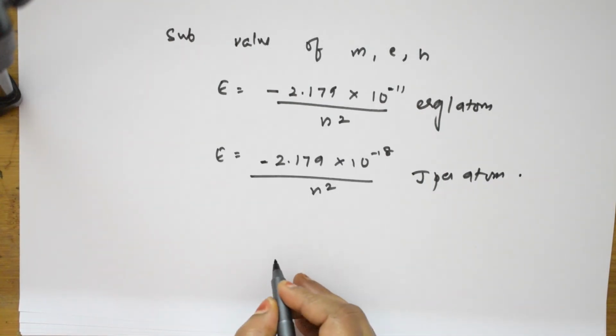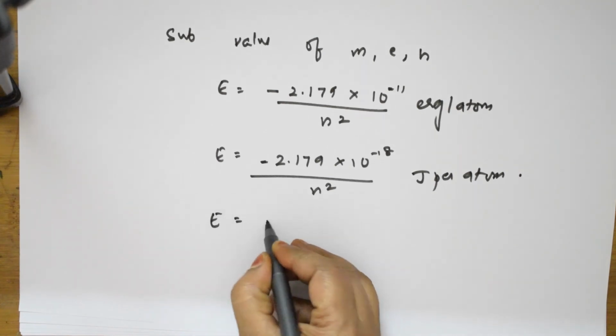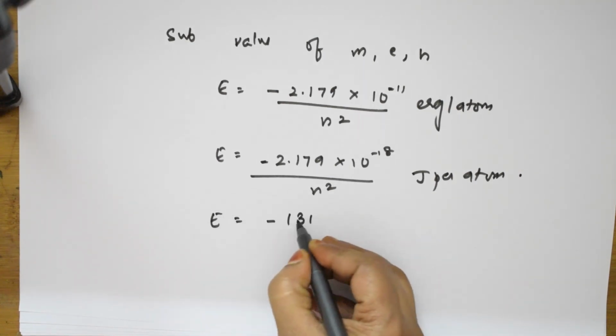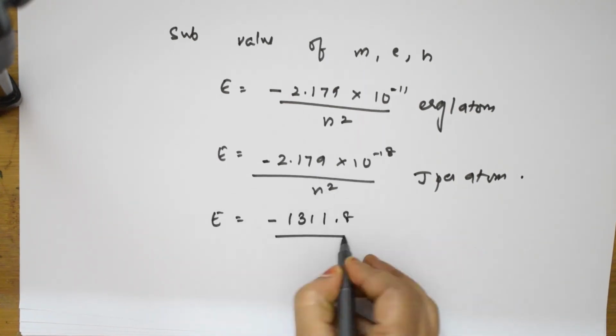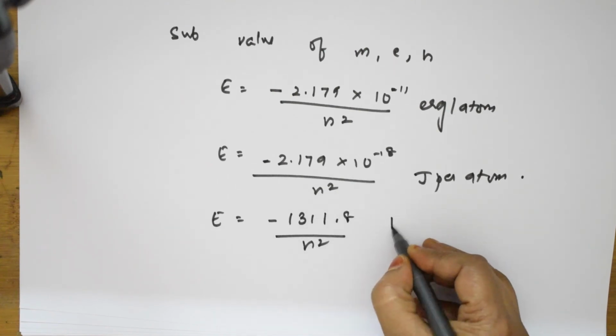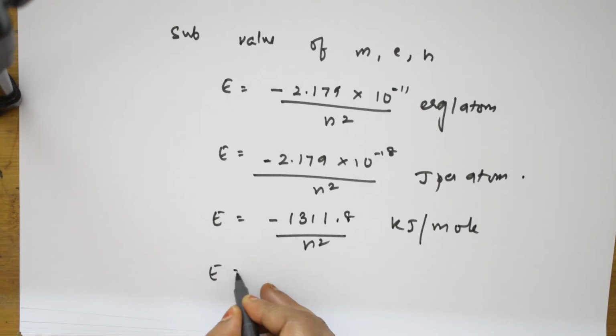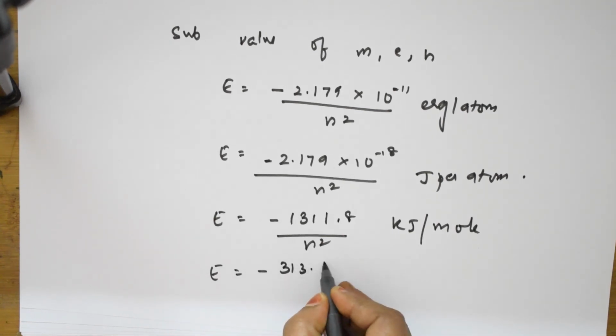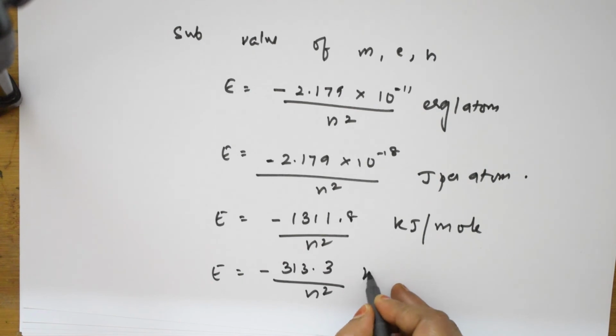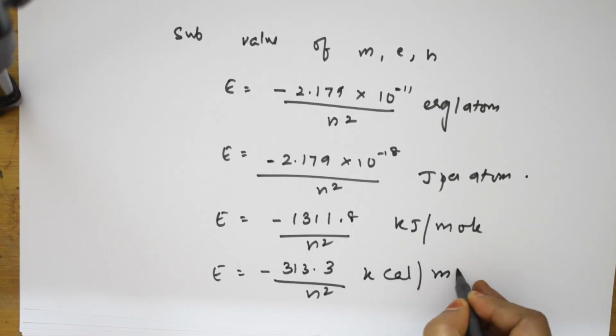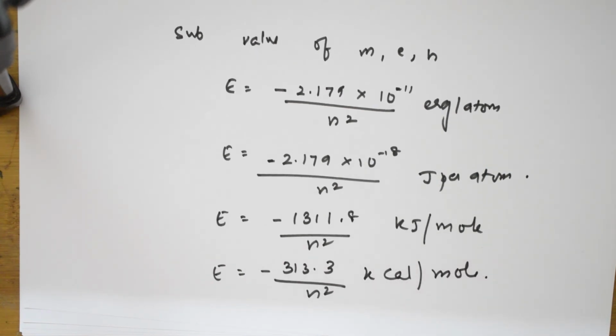Or you can write the same as E is equal to minus 131.8 by n square kilojoules per mole. The same thing, you can also write it as E is equal to minus 313.3 by n square kilocalories per mole. Okay, all these are there. So by using proper integer of n, you can do this. So this is your Bohr's model of an atom for calculating your energy of orbit.